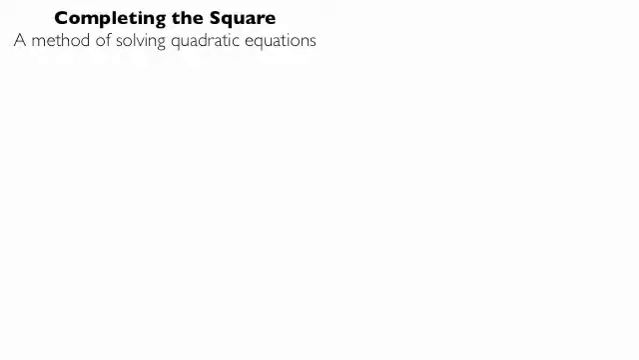At this point, you might know how to solve some quadratic equations where you can factor them, but you might not know how to solve all of them. In fact, some don't easily factor, and we have to come up with another way to do it. And that way is called completing the square.